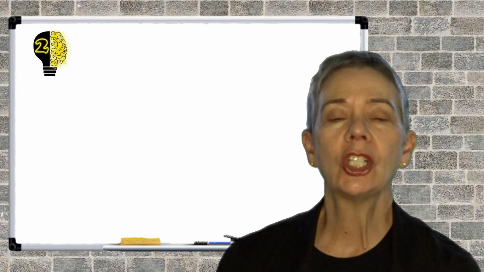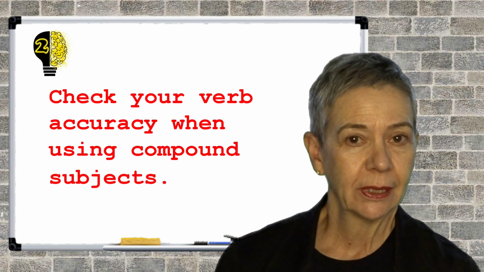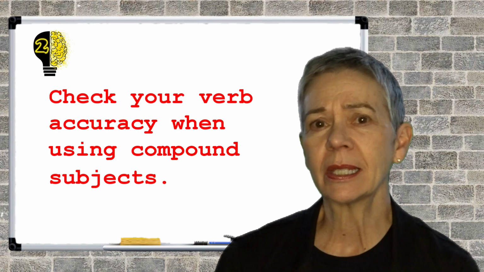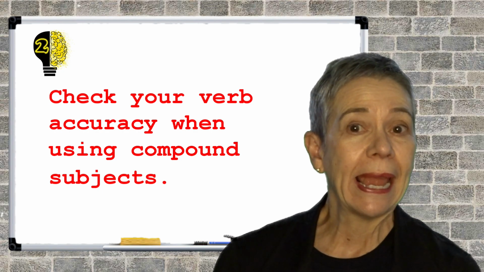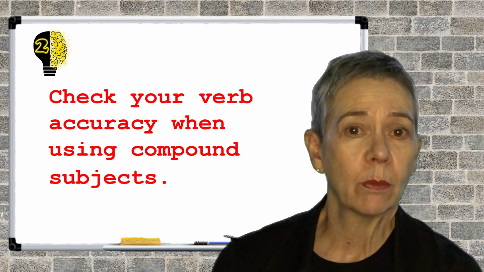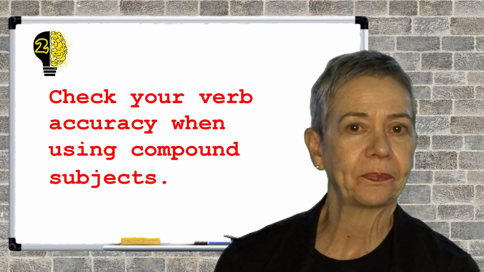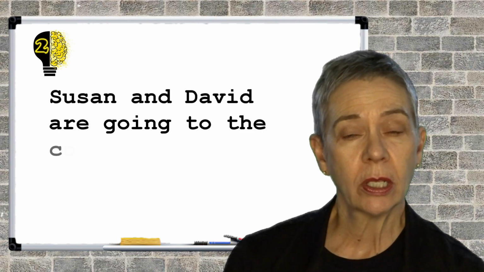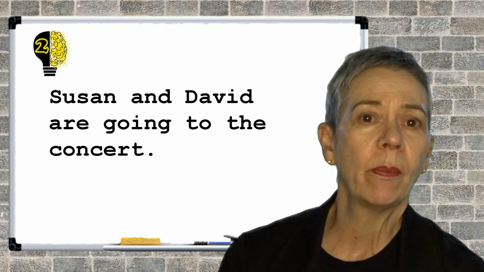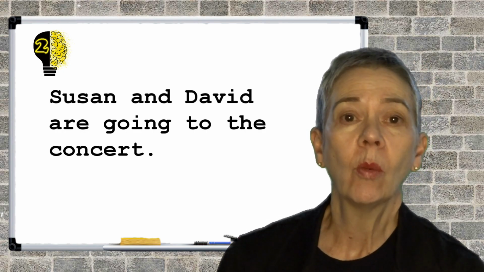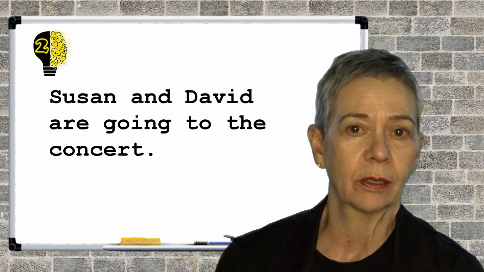Tip number 2, check your verb accuracy when using compound subjects. Sometimes this is really easy, and sometimes it's a little bit more challenging. If your compound subject is joined by and, that's very simple. It suddenly becomes plural. So you need a plural form of your verb. Here's the example. Susan and David are going to the concert. Of course, if Susan was going alone, you'd say Susan is going to the concert. But when you make it a compound subject, Susan and David, well, that now becomes plural. There are 2 of them, and they are going to the concert. Are going to the concert.